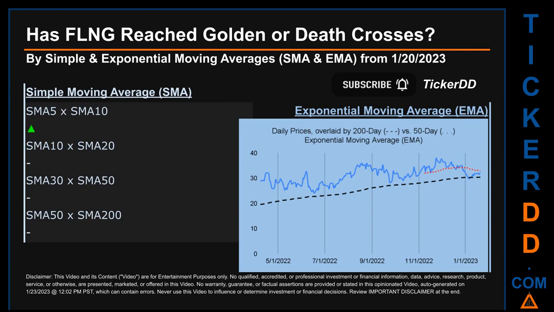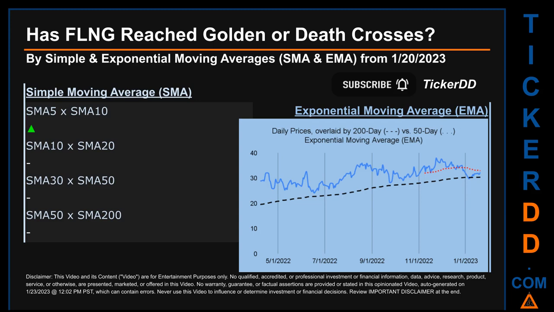Has FLNG price reached golden or death crosses? Golden cross and death cross are basic signals that compare average prices across two specified trade day ranges, a short-term versus a long-term range. For example, 5-day versus 10 trade days. Essentially, a golden cross is a bullish signal. It appears when a ticker's short-term moving average crosses above its long-term average. Vice versa, a death cross is a bearish signal when the short-term crosses below its long-term moving average.